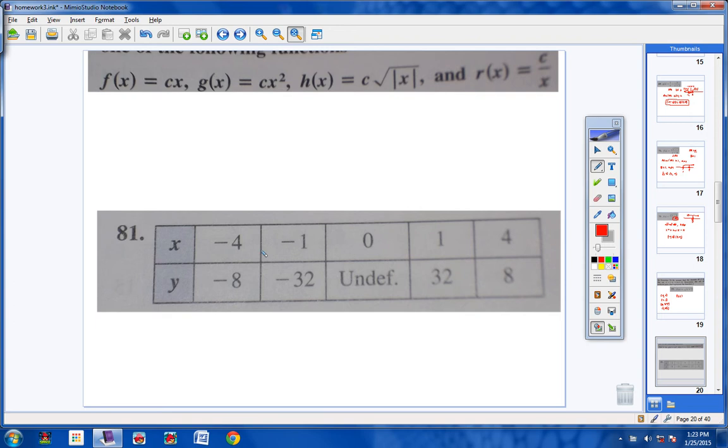So here we go. Where the x is, I have r of x equals c over x. Now where the -4 is, I'm going to put that for x right here. And where the y is over here, or the r of x, whatever, I'm going to put -8. Now, so I really have -8 equals c over -4.